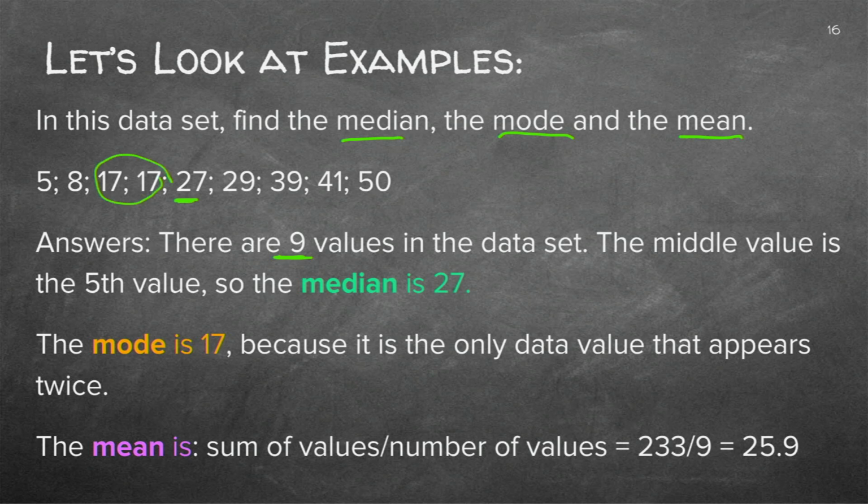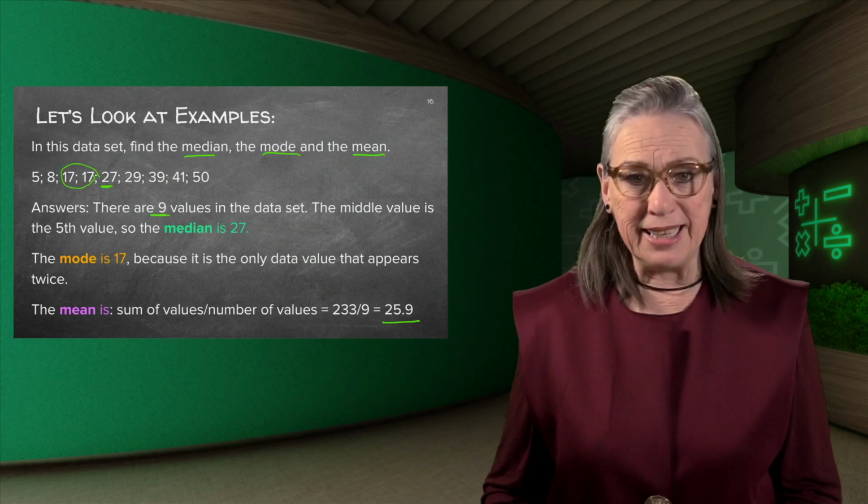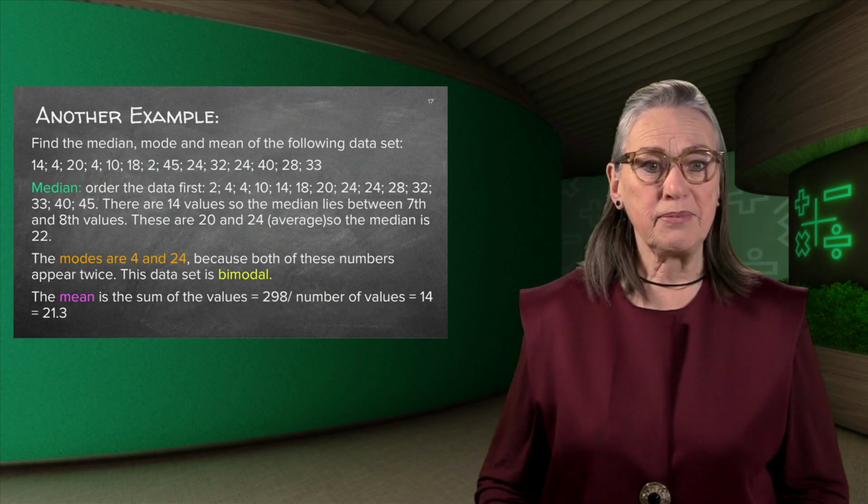And the mean is the sum of values over the number of values. If we add this up, it's 233 divided by the 9 values, and our mean then is 25.9. Cool. Right, let's do another example.